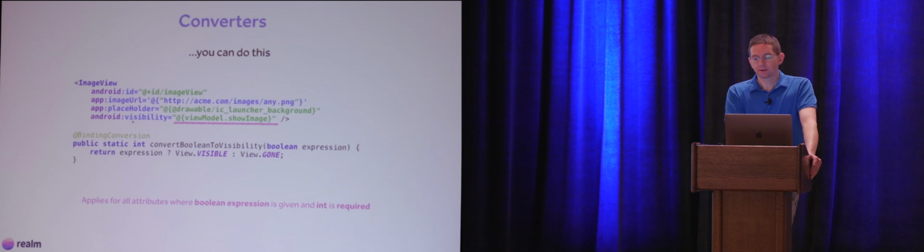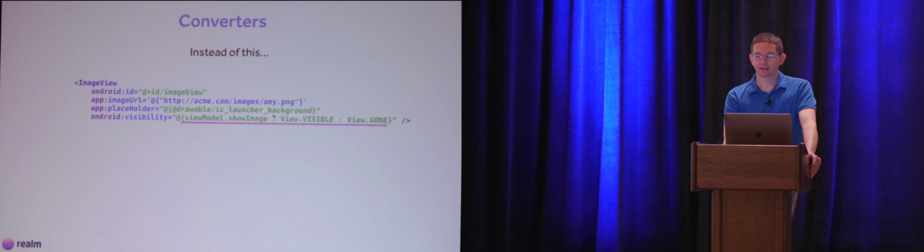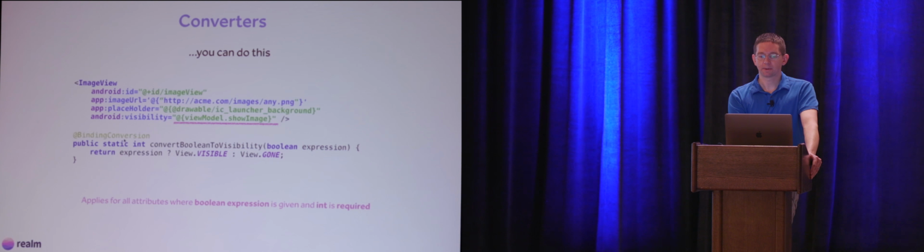Let's say you have an attribute like visibility that expects an int, right? It's expecting one of these constants to come through here. But typically, what we're really doing is testing some sort of Boolean expression to see if it should be visible or not. So rather than having to test it and then pass in the right int, you can write a binding conversion that says, hey, anytime there's an attribute that is receiving an expression that results in a Boolean, but that attribute expects an int, apply this function. Does that make sense? OK.